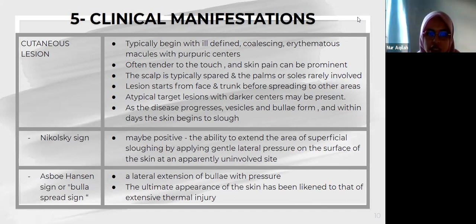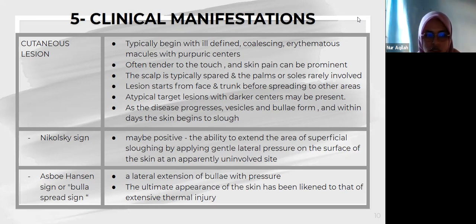Atypical target lesions with darker centers may be present, and as the disease progresses, vesicles and bullae will form, and within days the skin will begin to slough. Then the sign related to the cutaneous lesion, the first one is the Nikolsky sign, and the Nikolsky sign may be positive in SJS patients.